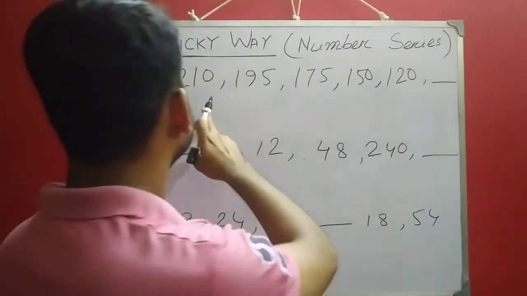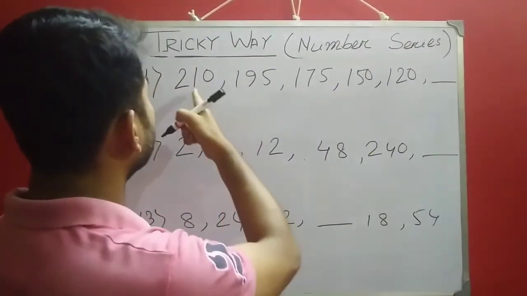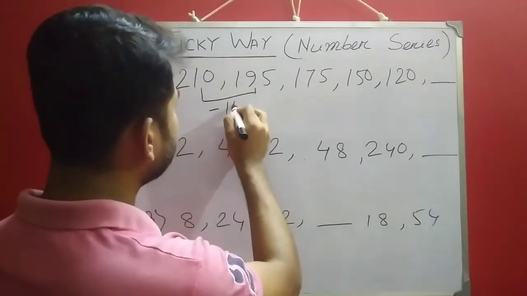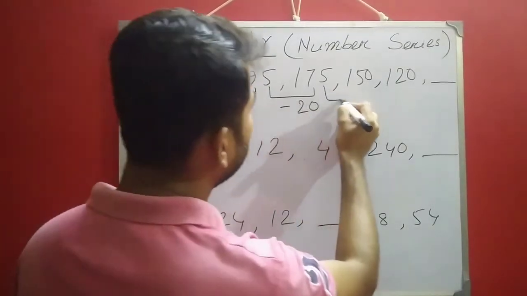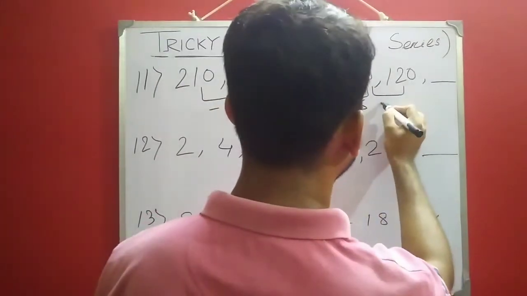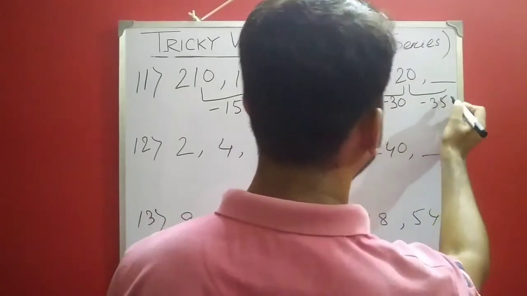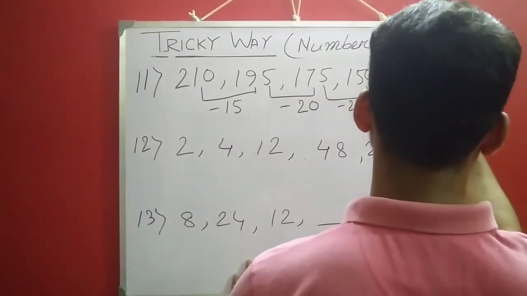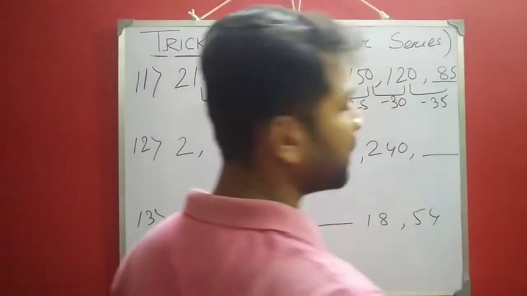And it is a decrement operation. So 210, 195 means minus 15, and it is minus 20. So it will be minus 25, and it will be minus 30. So it will be minus 35. Clear? So minus 35 equal to 85. Clear?